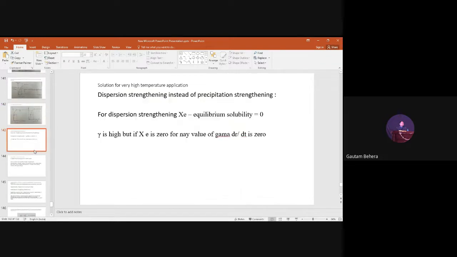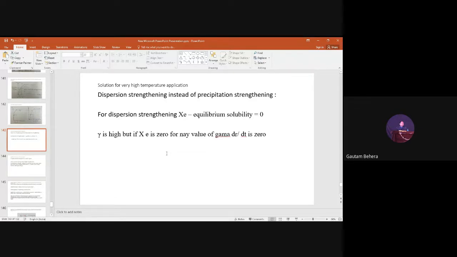Okay. Anyways. Now what is the solution, as I told? What is the solution at high temperature? If we have a very high temperature application, or if the service temperature is very high, in that case we can go for dispersion strengthening, or we can go for both dispersion strengthening and precipitation strengthening. Like in case of nickel based superalloys, we have both precipitation strengthening and dispersion strengthening. But you can also use only dispersion strengthening.